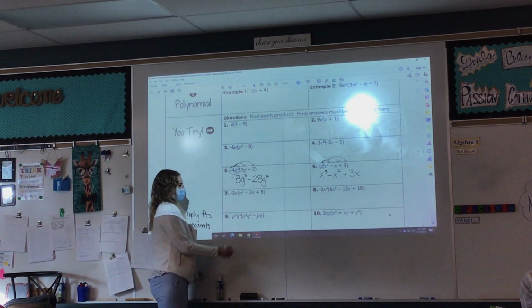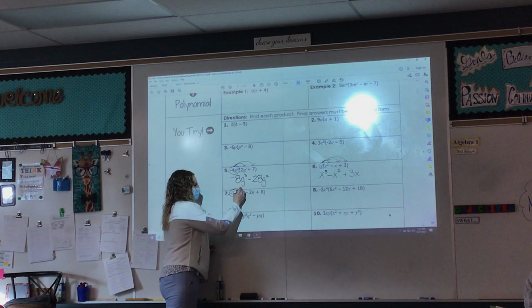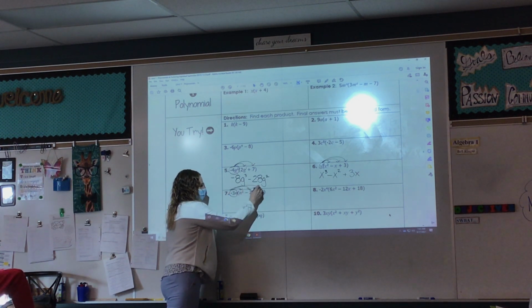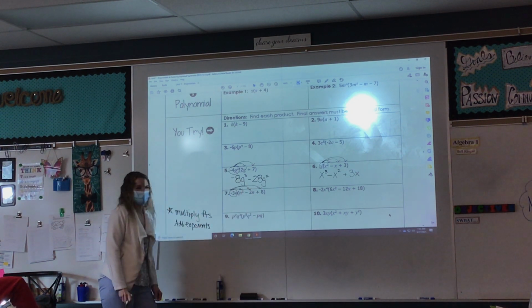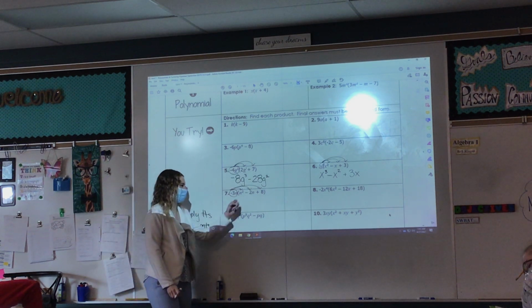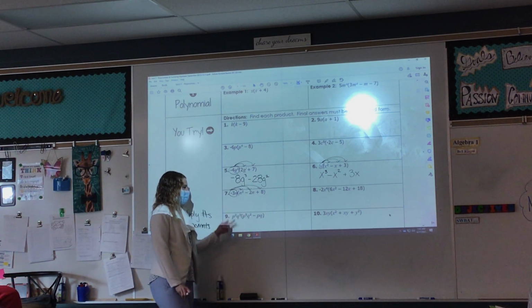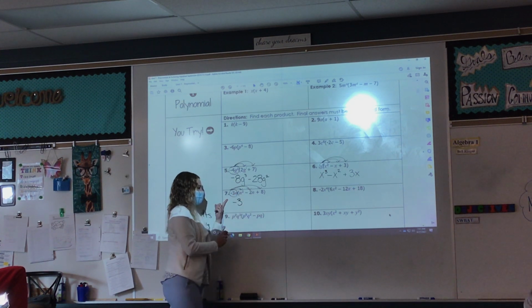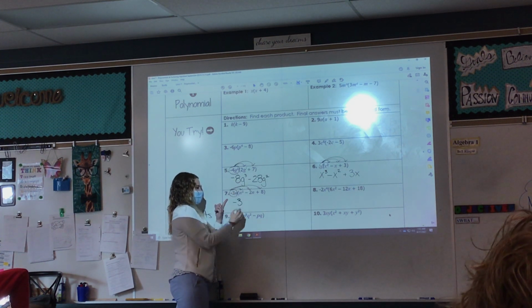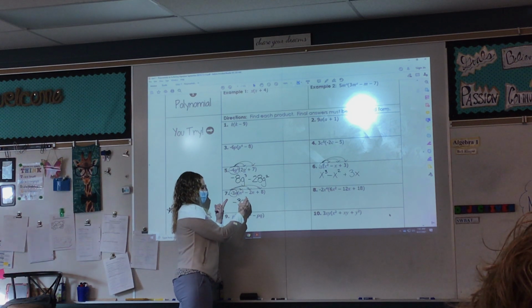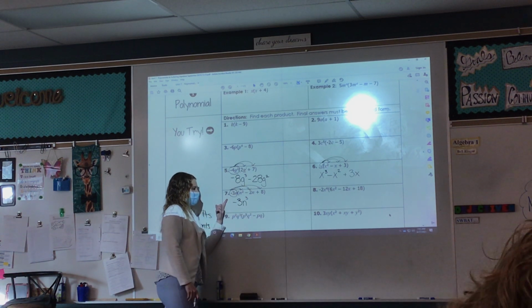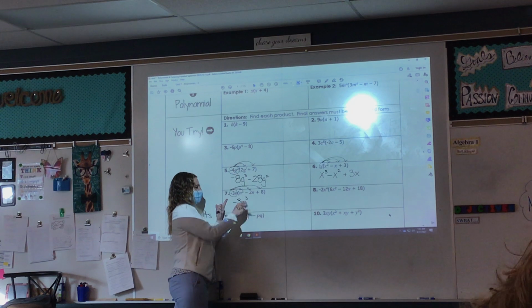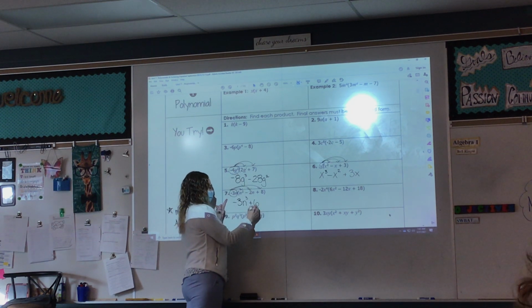Let's look at this one. Negative 3n is your monomial. Let's multiply by all 3 of your terms. It's a trinomial. 1, 2, 3. So we have negative 3 times technically a 1, which would give me negative 3. Then I have n times n squared, which would give me n to the 3rd. Next term, negative 3 times negative 2, which would give me a positive 6. N times n would give me n squared.